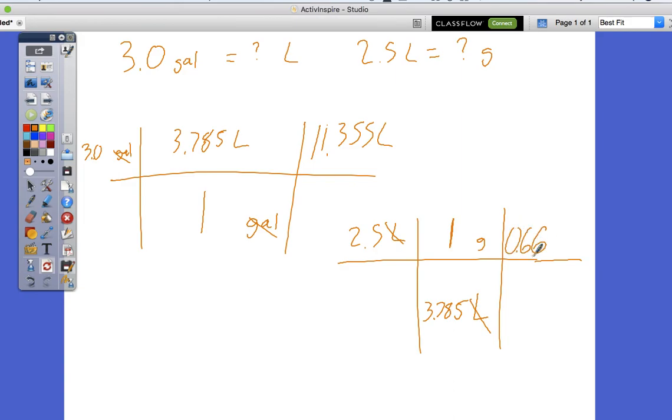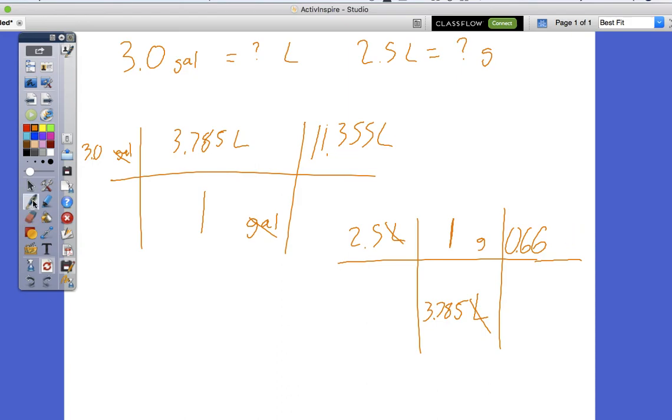0.66. So according to our rules, we get 2 sig figs. We need 0.66 what? Liters, right? Gallons. It's gallons, not liters. Sorry, gallons, gotcha. I'll actually erase that, sorry.